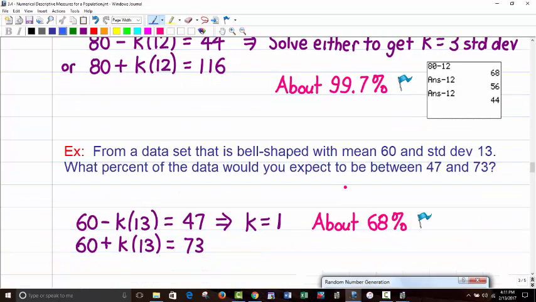And here's another one. Now I didn't put this one in the calculator, but same thing. You have a mean of 60, standard deviation 13, 47, and 73. If you took 60 minus 13 one time, you'll get to 47, so you'll stop. So 60 minus 13 is 47, so it's only 1 for this one, and 1 translates to 68% by the rule.